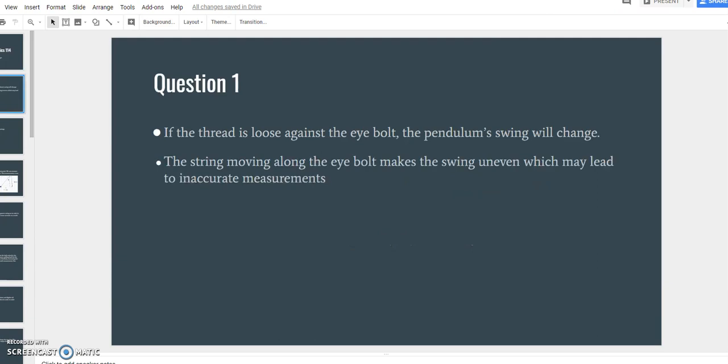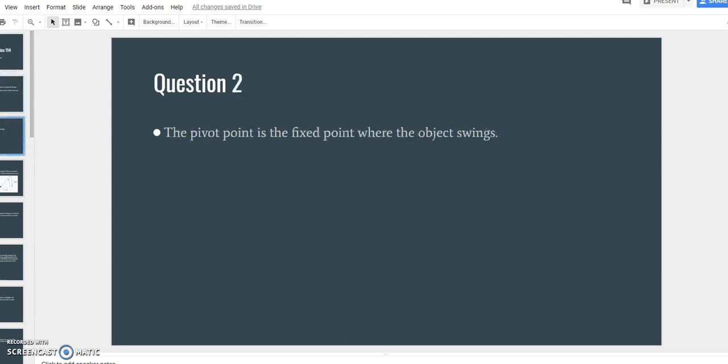Question 1. What is the consequence of preventing thread slippage against the eye bolt? It's important to make sure that the thread is tight against the eye bolt, as shown in the picture, because otherwise the pendulum swing may change. If the string starts sliding on the eye bolt as the ball swings, this may make the path of the swing uneven, and it'll lead to inaccurate measurements when using the video in LoggerPro.